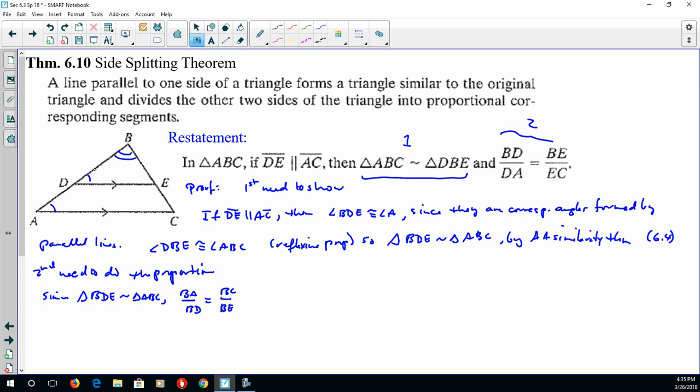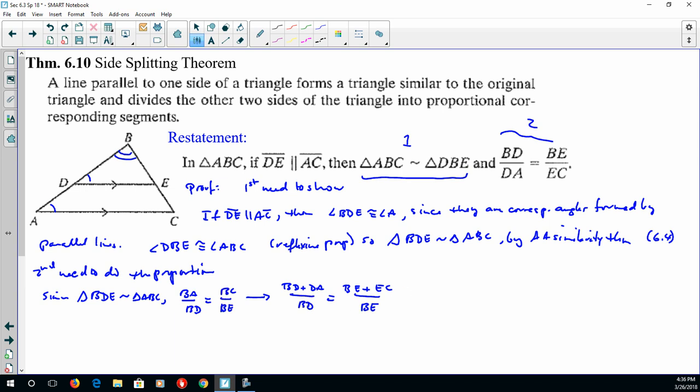Let me write these two things down again. BA is BD plus DA. That is to BD. As well, BC is BE plus EC is to BE. Now, you can rewrite these fractions a little bit and do some cancellation, but I did that already.